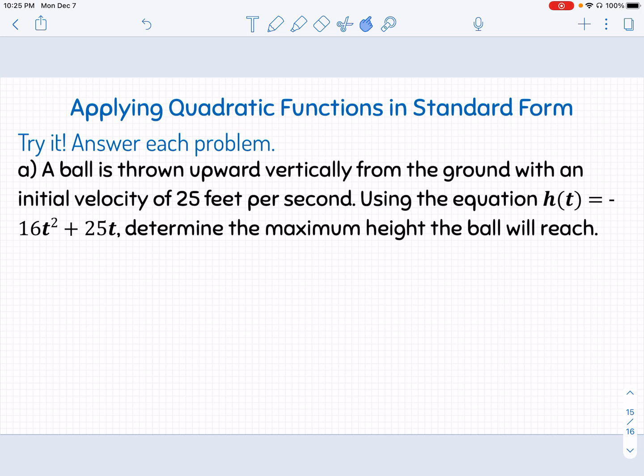Okay, I'm going to read this problem, and then I'm going to have you do it. And I just noticed that this equation got separated in 2 lines. So just know it's a negative 16t squared. So this problem says a ball is thrown upward vertically from the ground with an initial velocity of 25 feet per second. Using the equation h of t equals negative 16t squared plus 25t, determine the maximum height the ball will reach.